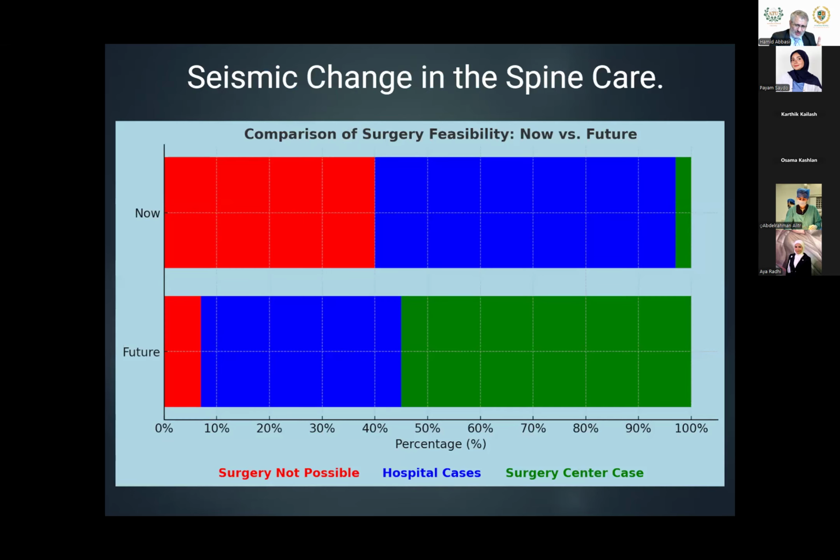I want to show you one more slide and a short video. Right now, in the United States, and in other countries this may look different, less than 3% of lumbar fusions are performed in a surgery center. The vast majority are performed in a hospital.